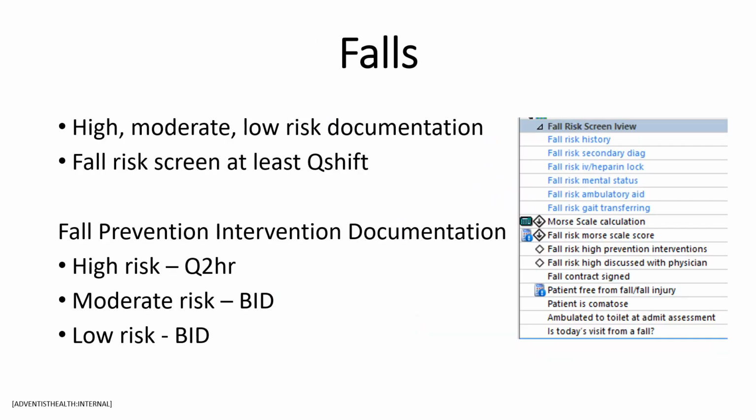Fall risk screen needs to be completed at least Q shift. The frequency of fall risk interventions is determined by the patient's risk level. If a patient is high risk, we need to document the fall prevention intervention Q2 hours. For moderate or low risk, BID.